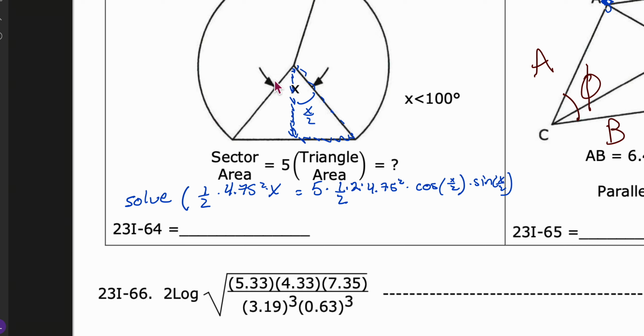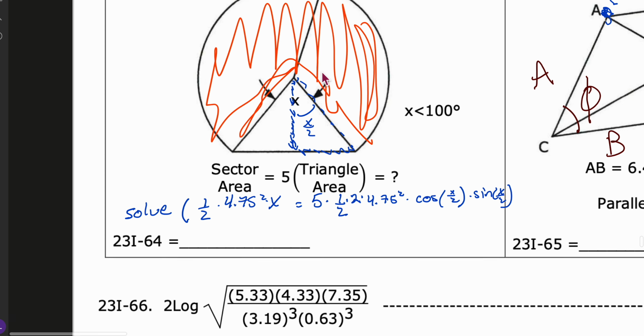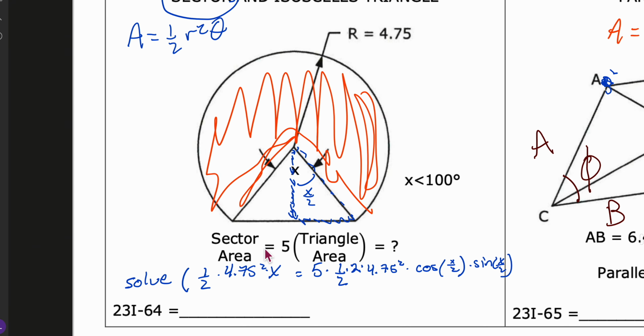Its area is going to be 1/2, and they give us a radius, 4.75 squared, times the angle, which I messed up. I wrote here as x, but in reality, we need to fix that. That needs to be 2 pi minus x, or 360 degrees minus x. I apologize for that. I got a little sloppy last night.